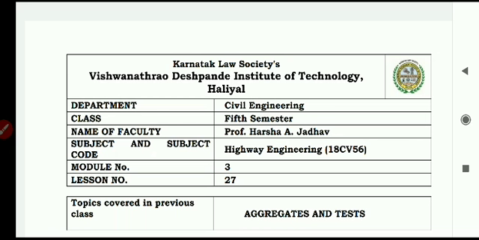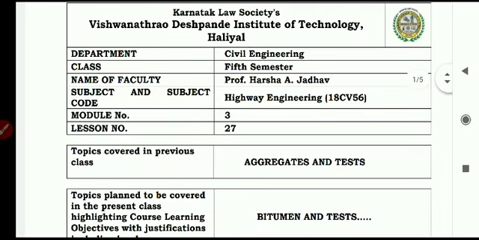18CV56. So as far as today's class is concerned, that is lecture number 27, I would like to discuss bitumen and quality control tests on the bitumen.